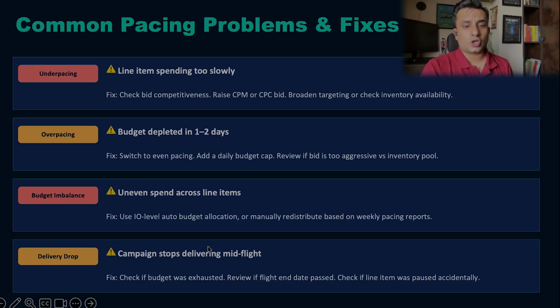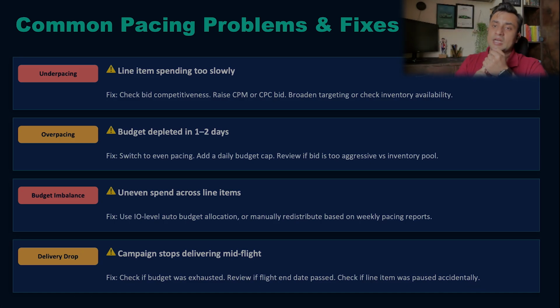Now, campaign stops delivering mid-flight. Check if budget was exhausted. Review if flight end date passed. Check if line item was paused accidentally. These three are the major points I see a lot of people ask me about. Okay, my campaign is not pacing at all. It's a zero spend issue. How to fix this? These three are the basics you check first.